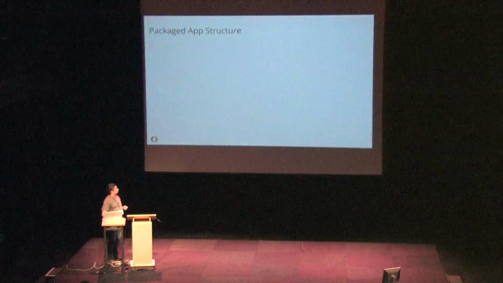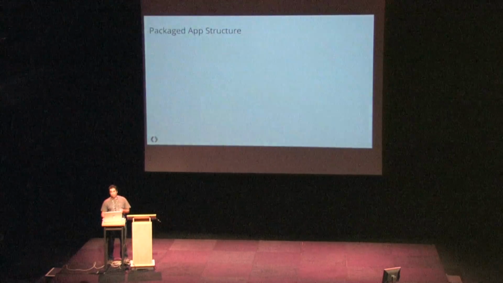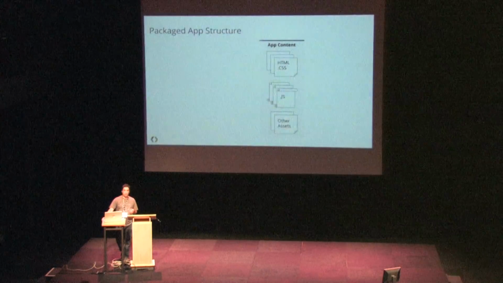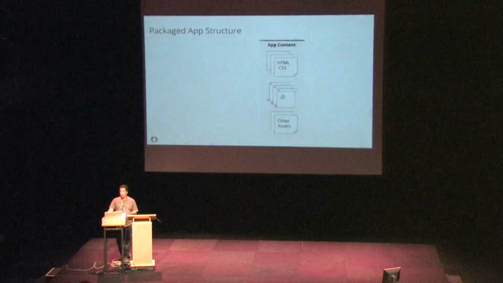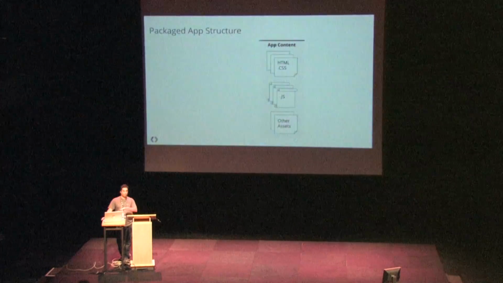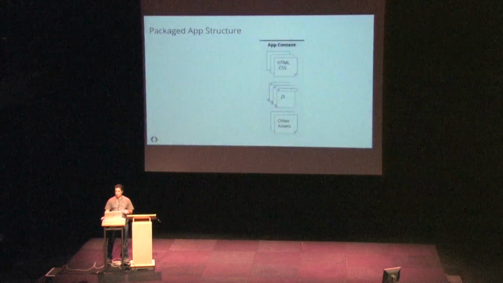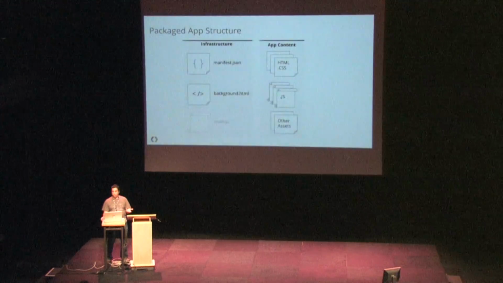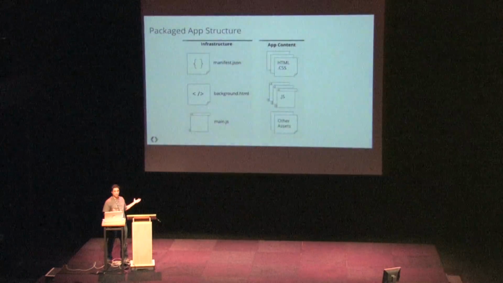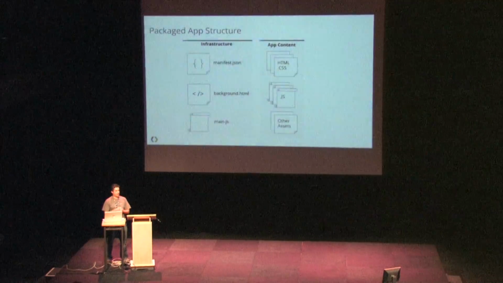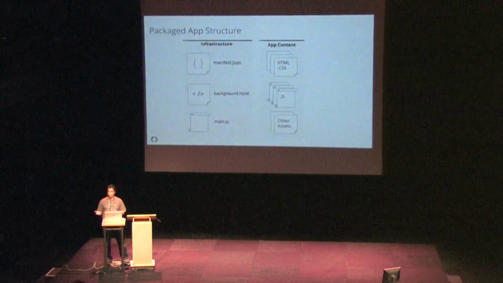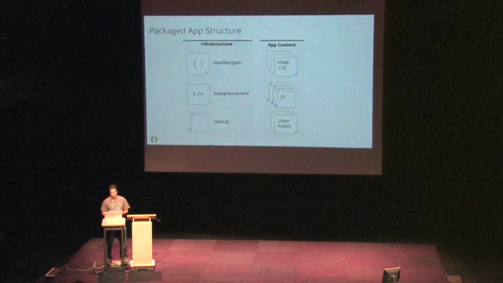So the structure of packaged apps, pretty straightforward, pretty simple. You build your app just the way that you normally would. So you take your HTML, your JavaScript, your CSS, all of that stays pretty much the same as it is now. All we ask you to do is put a little bit of infrastructure around it, right? So you build a manifest file. The manifest file handles things like what permissions your app has, and what its name is, and what its version is, and that kind of stuff.